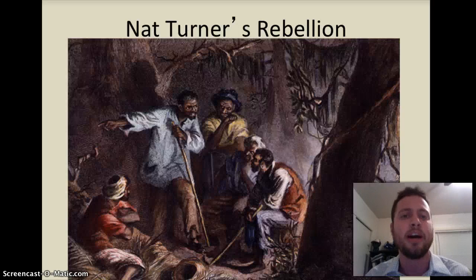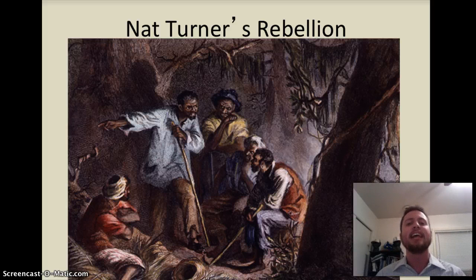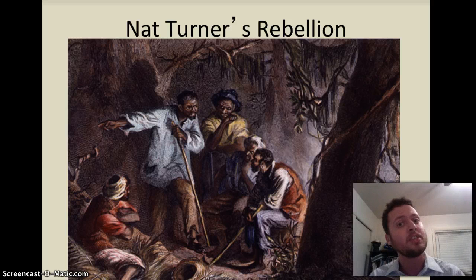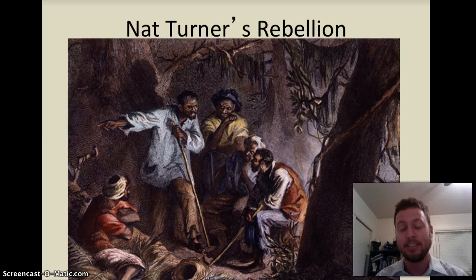Gabriel Prosser thought about it. Nat Turner did it. In Southampton, Virginia, Nat Turner and his followers kill over 50 white men, women, and children, not with guns, but with knives, in Nat Turner's slave rebellion. Now, Nat Turner will be caught and killed, and his men will be killed. But there were three results of Nat Turner's slave rebellion.